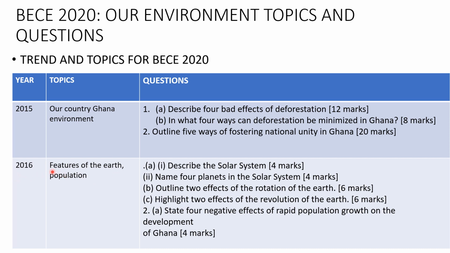Then 2016, they also featured these topics: features of the Earth, population. Then the questions were: describe the solar system, name 4 planets in the solar system, outline 2 effects of rotation of the Earth, highlight 2 effects of the revolution of the Earth, state 4 negative effects of rapid population growth. Okay, so these are the topics and questions for 2015 and 2016. So you see that each year they set on 2 topics. When they set this, they won't repeat the topics, so it guides us to know which ones are coming.